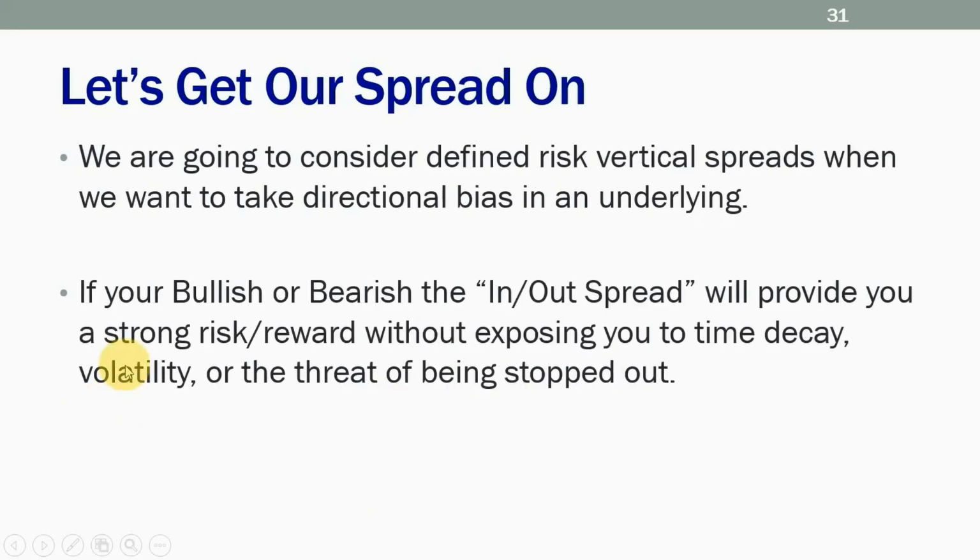Okay, let's get our spread on. We're going to consider defined risk verticals when we want to take directional bias in an underlying. I use the words directional bias. What does that mean? It means bullish or bearish. Now, I just want to define this because we're going to talk about it: directional bias means bullish or bearish. If you're bullish or bearish, the in-out spread will provide you a strong risk reward without exposing you to time decay, volatility, or the threat of being stopped out.